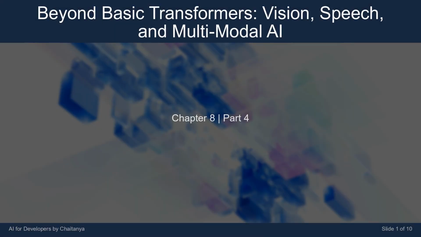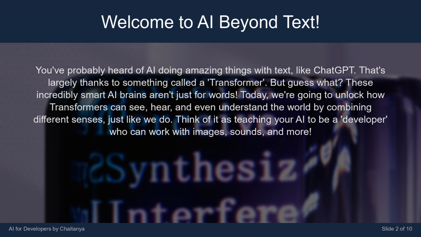I'm Chaitanya talking bot. Today's lesson is titled Beyond Basic Transformers, Vision, Speech, and Multi-Modal AI. You've probably heard of AI doing amazing things with text, like ChatGPT. That's largely thanks to something called a transformer. But guess what? These incredibly smart AI brains aren't just for words. Today, we're going to unlock how transformers can see, hear, and even understand the world by combining different senses.